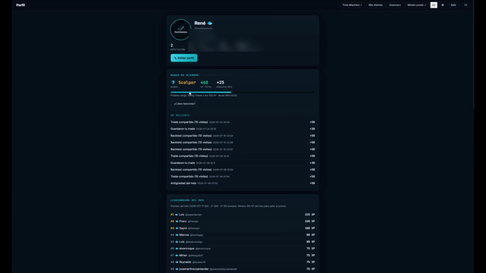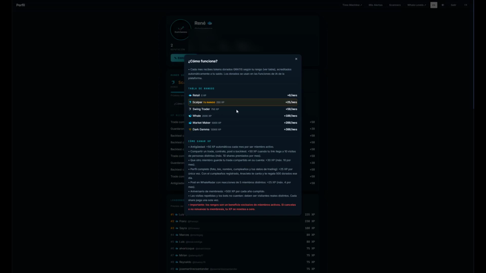For example, I'm currently at the scalper rank. I receive 300 monthly tokens, plus 25 extra for my rank. When I reach swing trader, I'll receive even more. The second rank adds 50, the third 100, the fourth 200, and the fifth 300.